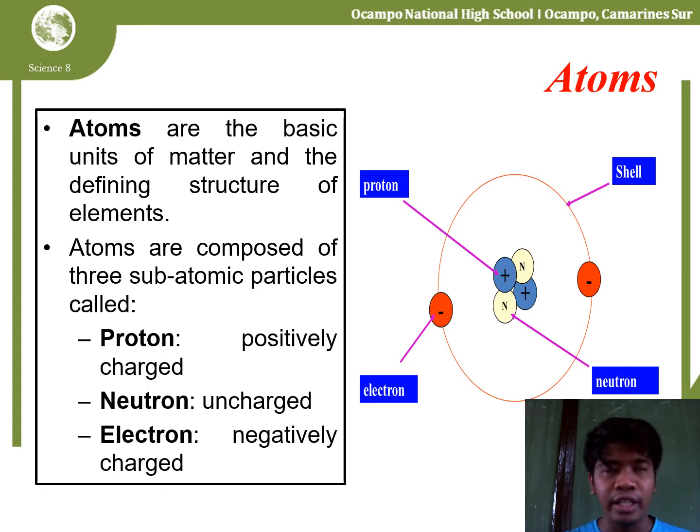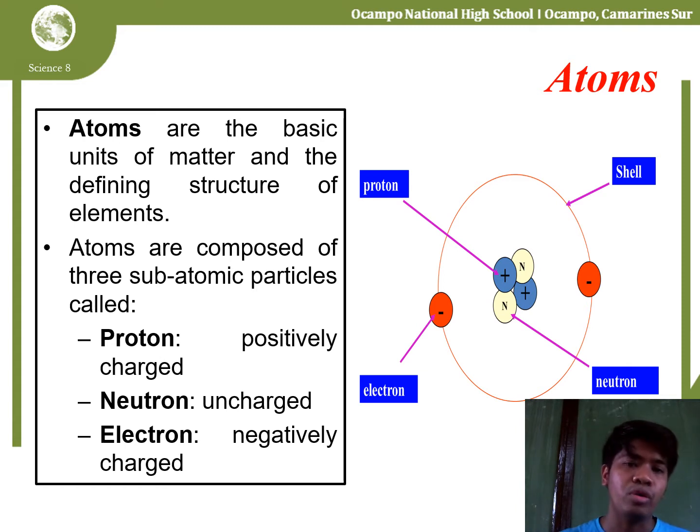Ano ang makikita natin sa nucleus of an atom? In a nucleus of an atom, we can find the neutron and the proton. Also, remember that the mass of an atom is concentrated at the center or at the nucleus of an atom. Then, the imaginary orbit wherein we can find the electrons is called the shell.